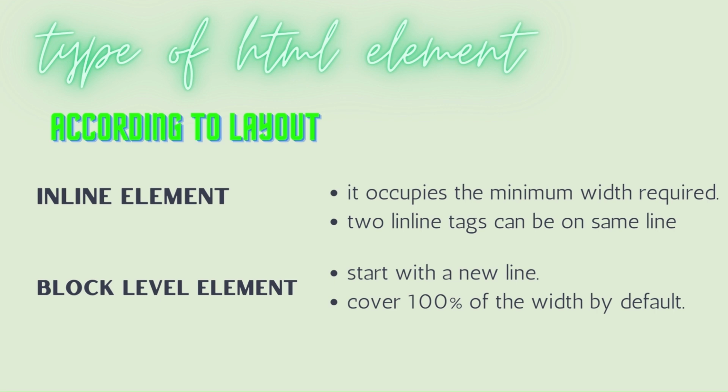Types of HTML elements: according to the layout, we have two types of HTML elements: inline and block level. Inline elements occupy the minimum space required, and two inline elements will always start from the same line. They don't start with a new line. While block level elements start with a new line and they cover 100% width of the website. Okay, and every block level element will start with a new line.